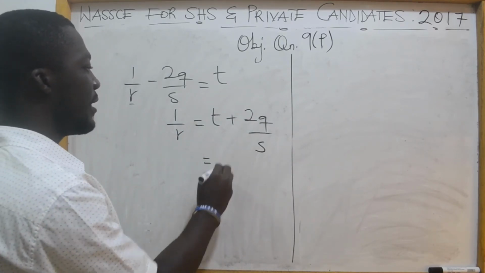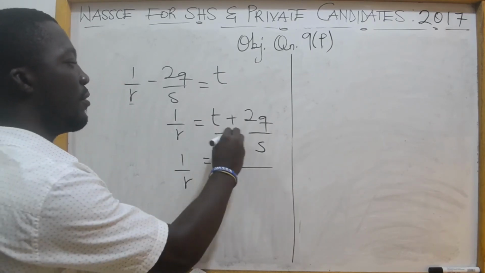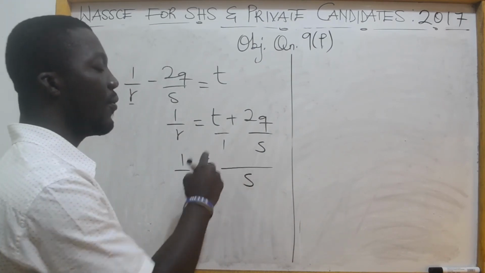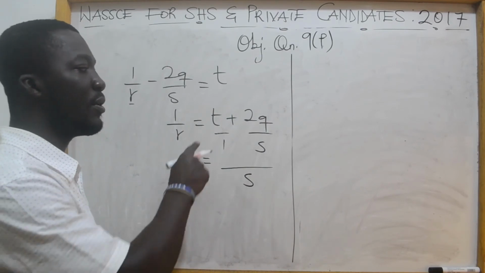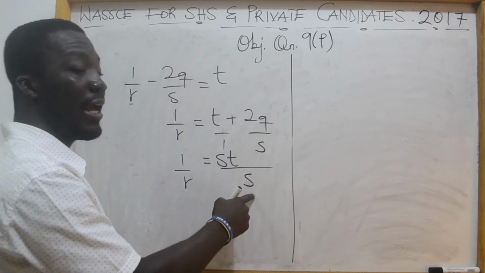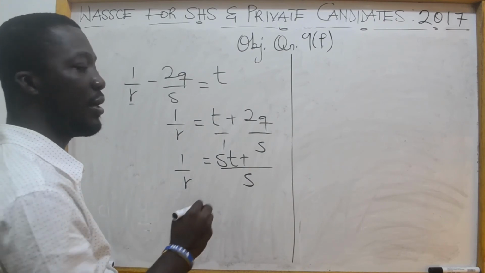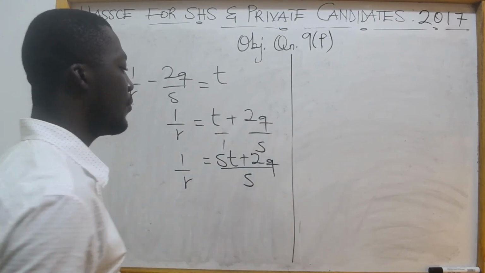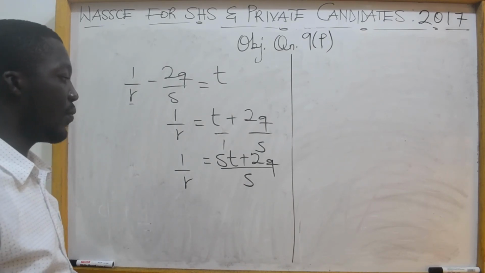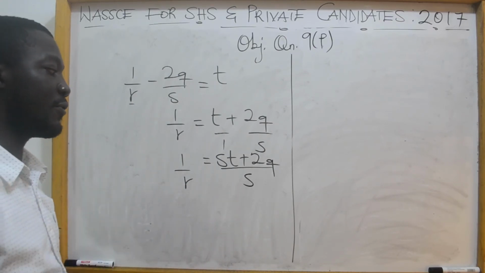So we simplify the right hand side again. Let me bring my 1 over R. The least common denominator, or the LCM or LCD, is S. 1 into S is S. S multiplied by T is ST. S into S is 1. So 1 times 2Q is the same 2Q. To continue, we can do cross multiplication here.